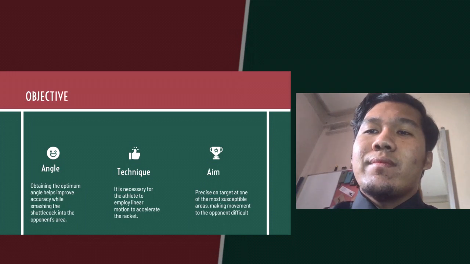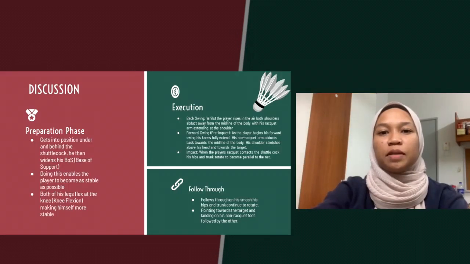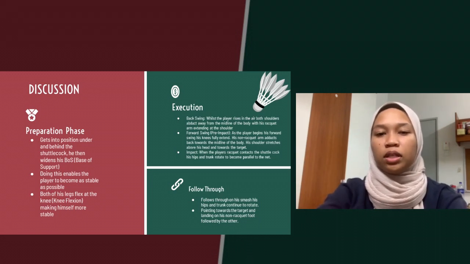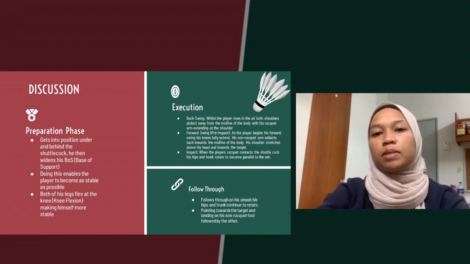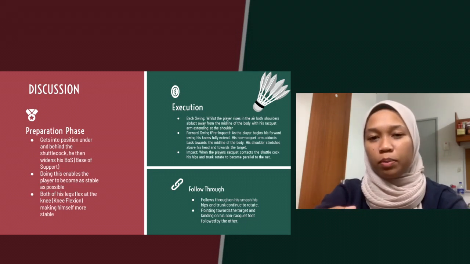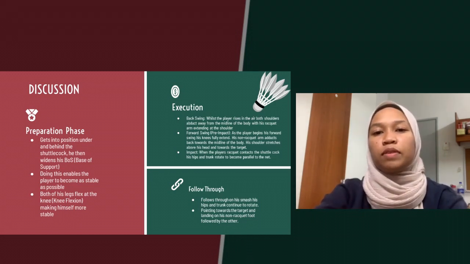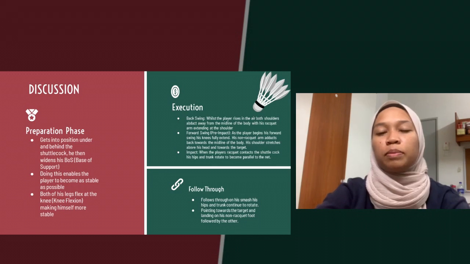During the preparation phase in the jump smash, the player first gets into position under and behind the shuttlecock. He then widens his BOS, base of support, to greater than shoulder width apart and brings his non-racket arm, facing the net, up towards his head while pointing his non-racket shoulder. His hip and knee are sideways onto the target and his feet parallel to the net. Doing this enables the player to become as stable as possible, allowing him to shift his weight onto his back foot to perform the perfect jump.